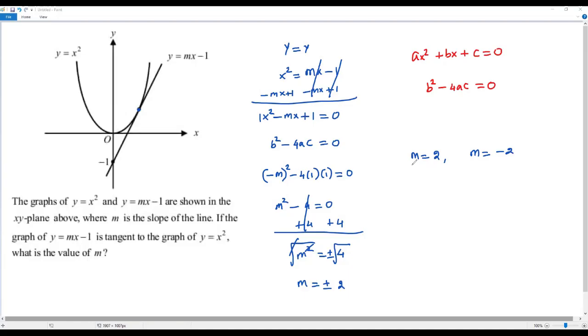Here, this m represents the slope of the line we have over here, and it is a rising line. Since it's a rising line, the slope of this line must be positive. So the value of m must be positive. So we can reject the negative value of m. So let's consider the positive value of m. Therefore, the value of m is positive 2.